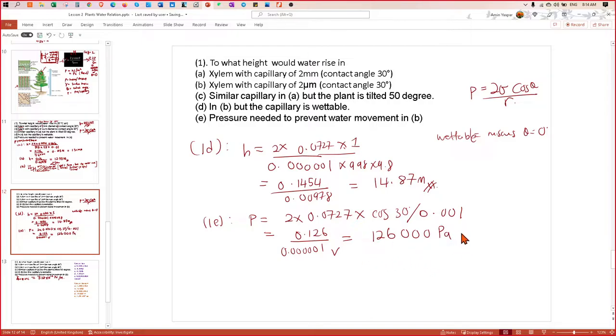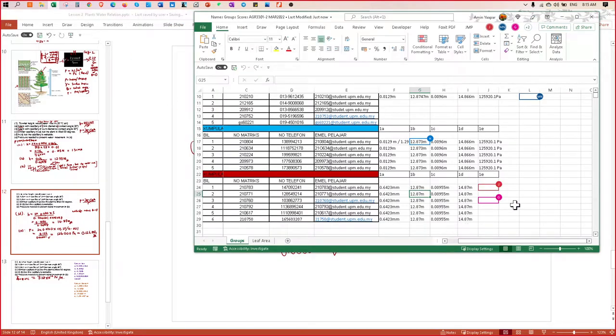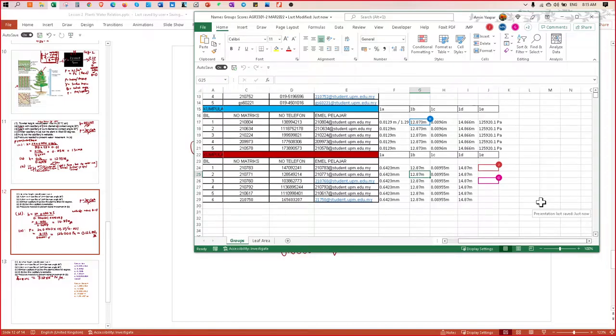Did you get this? Yeah. Okay. Yes. Alright. But the convention is to have it in megapascal. So you need to have this in megapascal. So you need to divide that by 10 to the power of minus 6. That would make it 0.126 megapascal. Okay, is that correct? Can you confirm? Yes. Okay. All right. That's fine. All of you got it.